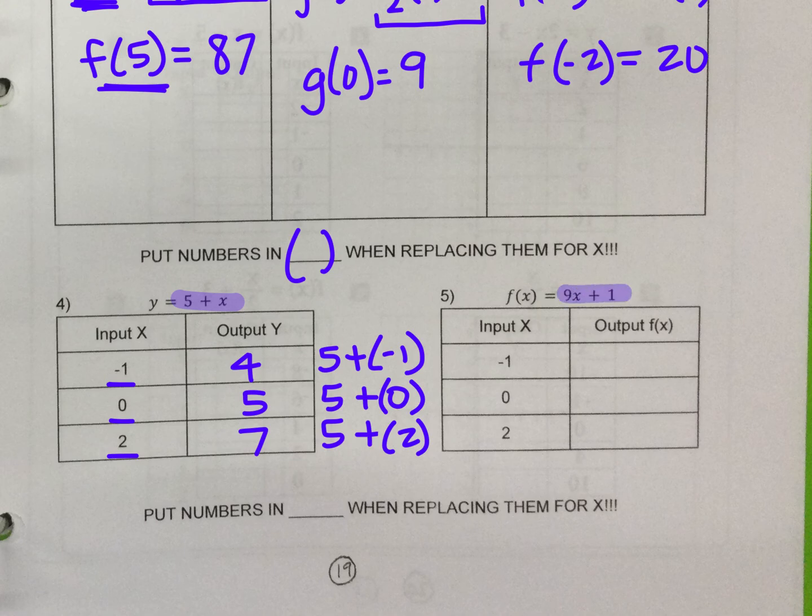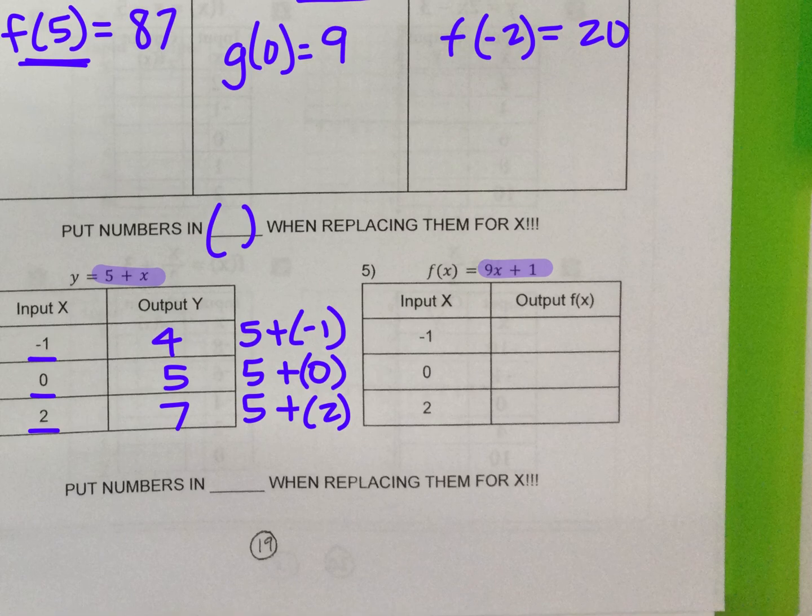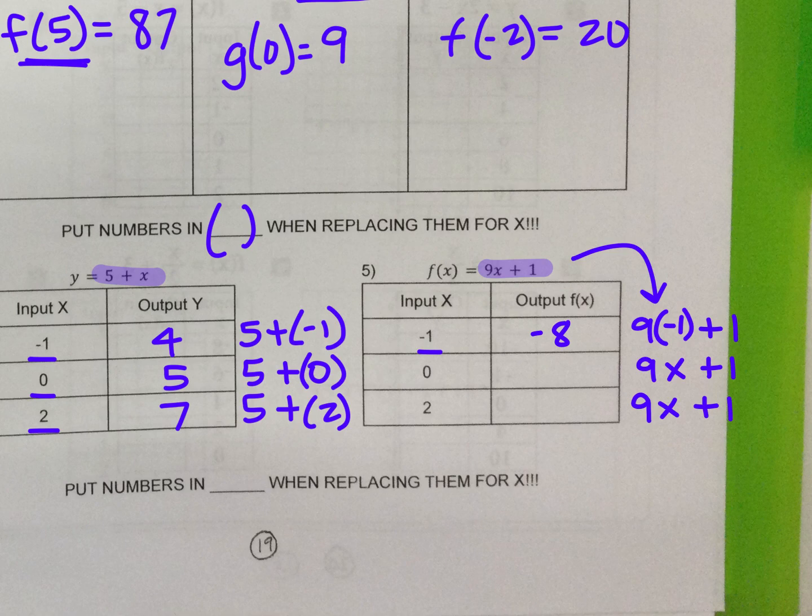I care about the back part, the answer. Don't worry about that f of x. I know it looks scary and confusing. So my problem is 9x plus 1. 9x plus 1. I'm just rewriting that right there. 9x plus 1. Okay, in the first one, I'm going to erase the x and use a -1. 9 times -1 plus 1 is -8.